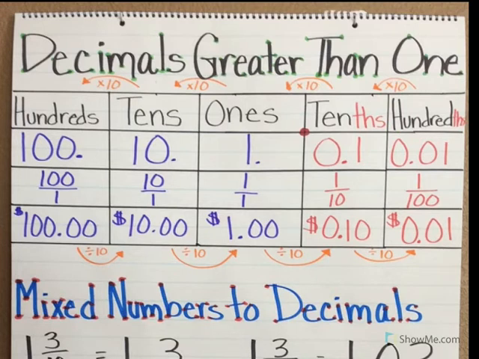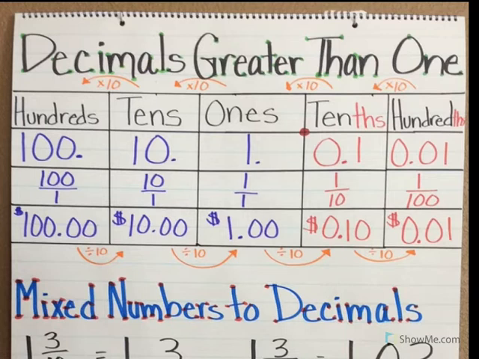One thing I want you to notice is if we start with the hundredths place, it increases times 10 to go to the tenths place. And then from the tenths place to the ones place, it's times another 10. And then from the ones to the tens is another 10. And from the tens to the hundreds is another times 10.